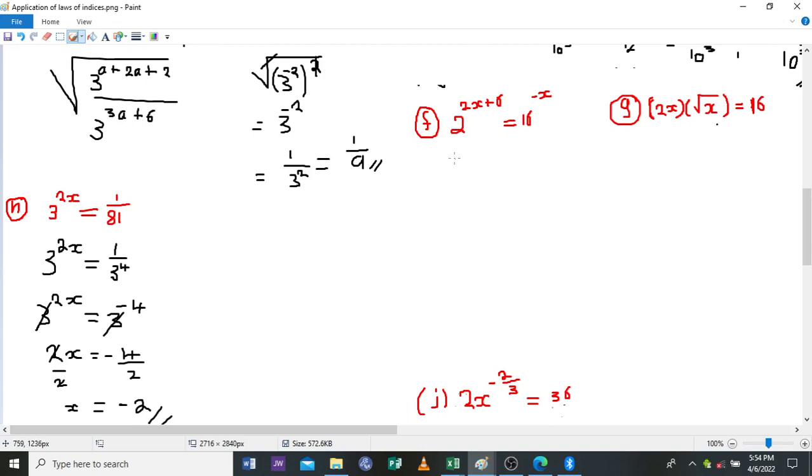So we do the same on f. We have 2 raised to the power 2x plus 6, not 16. God.